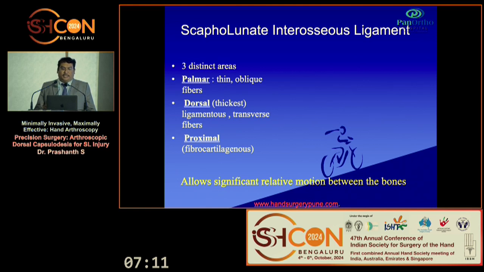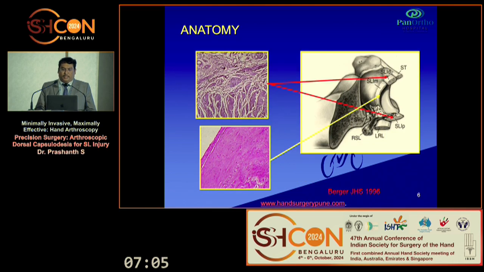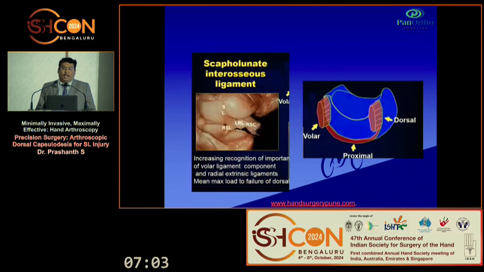It has 3 distinct areas: palmar, dorsal, and proximal, depending upon the various histological components. It could be fibrous, it could be fibrocartilaginous as well. So initially we thought more of the dorsal component of the SL ligament as the key structure. But the volar component as well as the interosseous ligament also plays a very important role in maintaining stability.